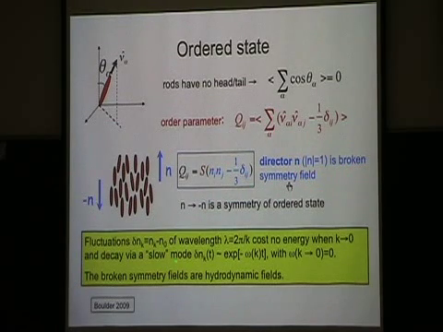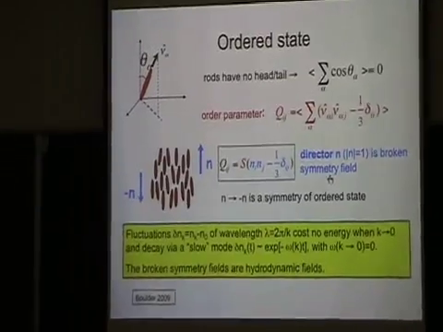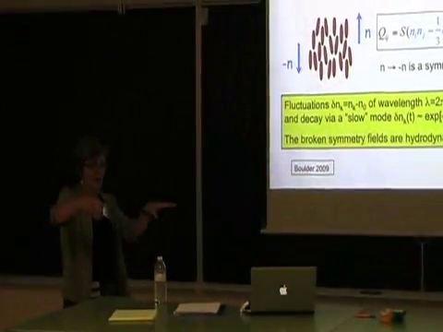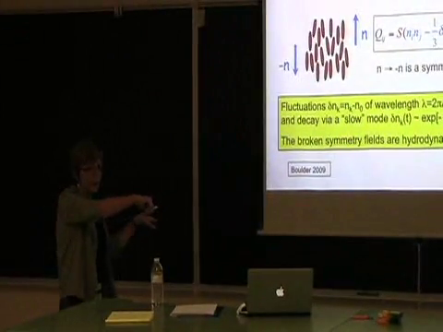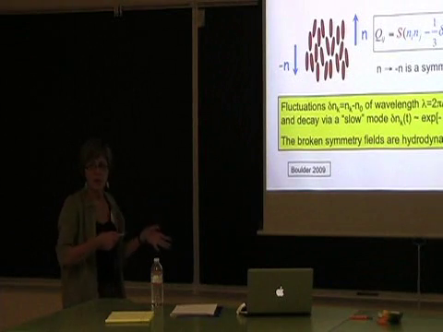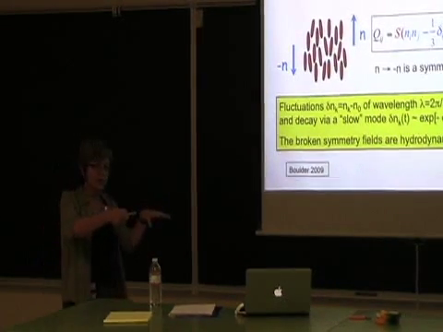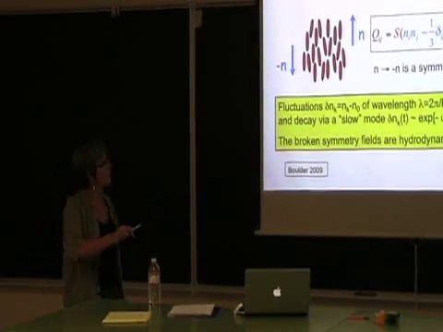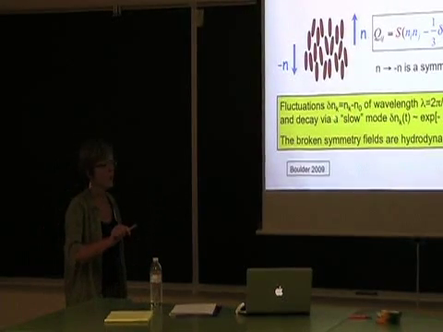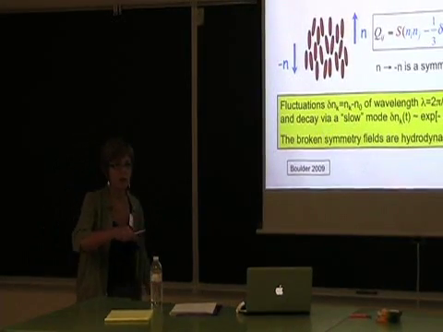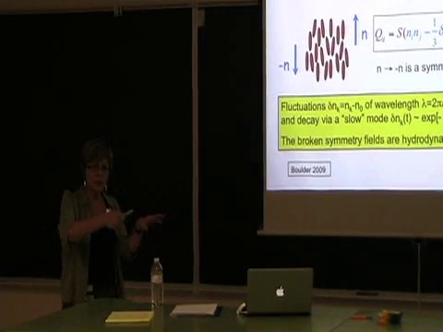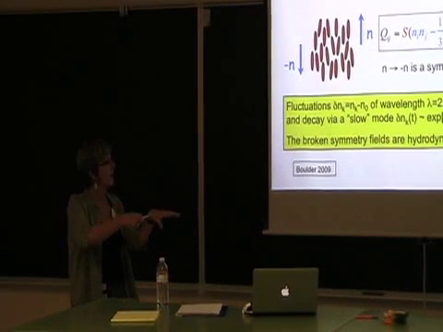Why is this the slow variable? Well, let's think of the order state. Everybody's on average aligned in one direction. Clearly, the energy of the system cannot depend on the direction. If I do a uniform rotation of the system, the energy doesn't change. Now let's think about what it means to do a local fluctuation of the director at some wavelength lambda, some wave vector k. That's not a uniform rotation, it's just a local rotation.